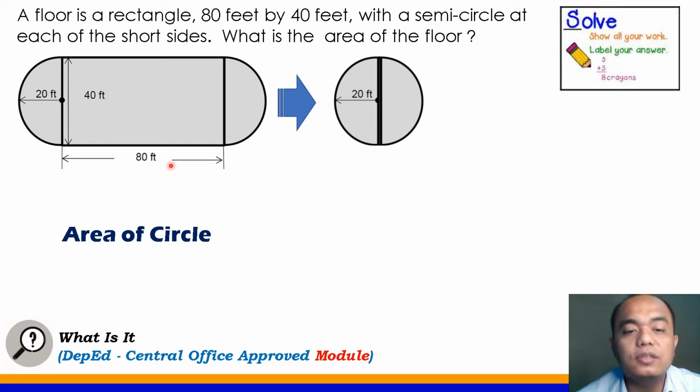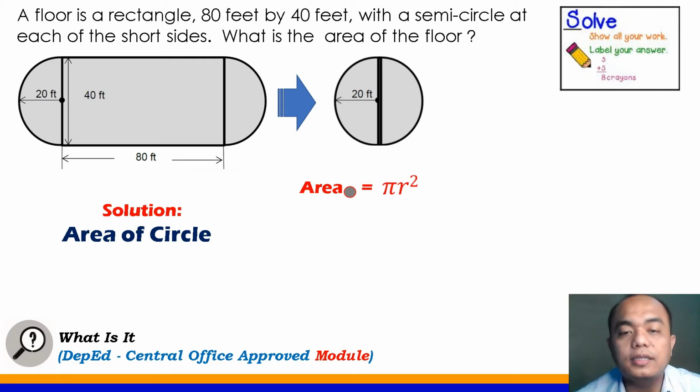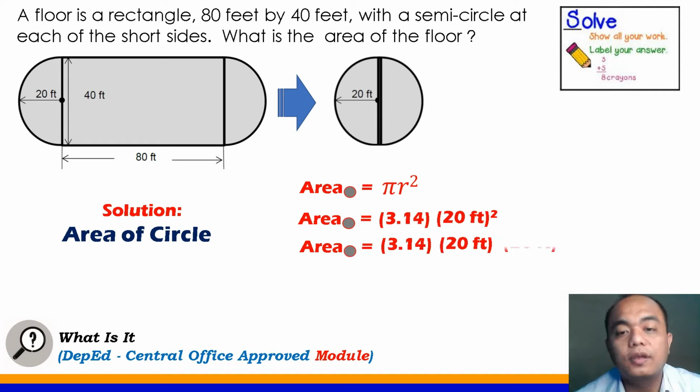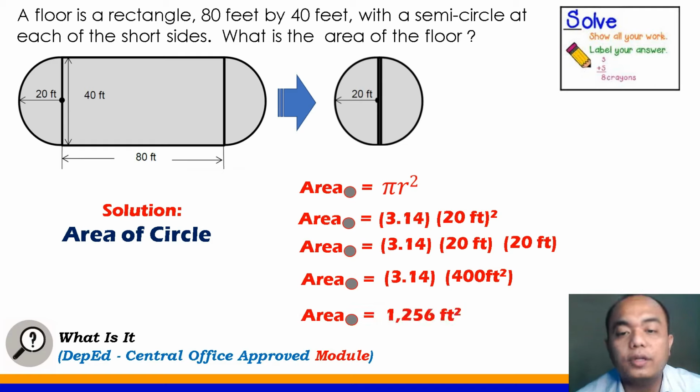Okay, let's now use the formula in finding the area of the circle. So, area of the circle is equal to pi r squared equals, pi here will give you 3.14 times 20 feet. So, of course, 20 times 20, ang ibig sabihin ng 20 feet squared. And 20 by 20 will give you 400 square feet. So, 400 times 3.14 will give you 1,256 square feet. Ito yung area ng ating dalawang semicircle.